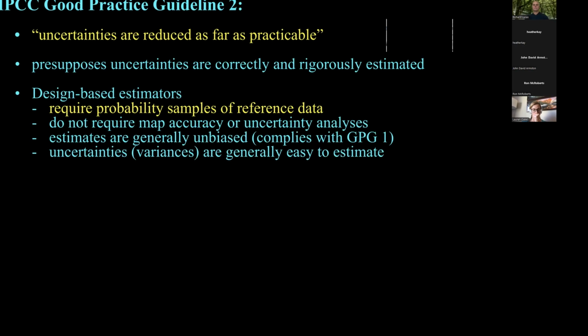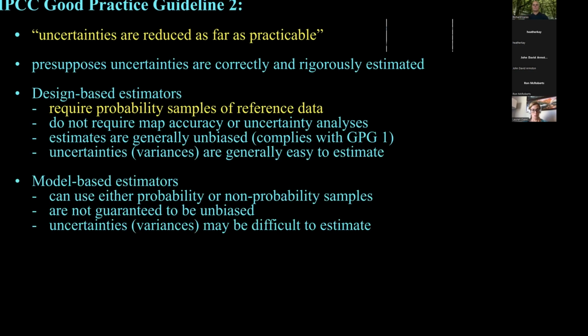With design-based estimators, maps are auxiliary data, and we have a probability sample of reference data. The estimate is based on the reference data. The only role of the map is to increase the accuracy or reduce the uncertainty. The nice thing about design-based estimators is that they're generally unbiased. The uncertainties are easy to estimate, and you don't have to worry at all about the accuracy or the uncertainty associated with the map. All of that falls out in the variance estimator associated with the whole design-based approach.